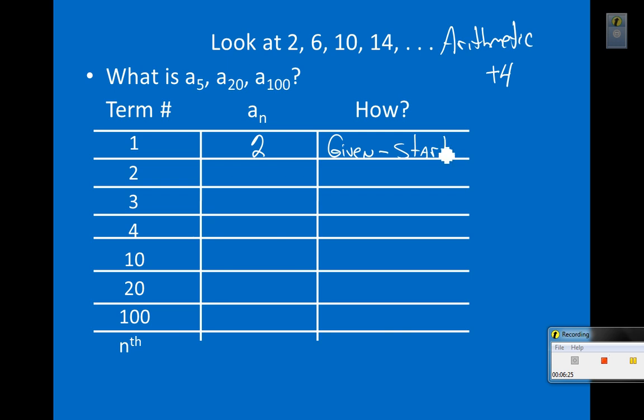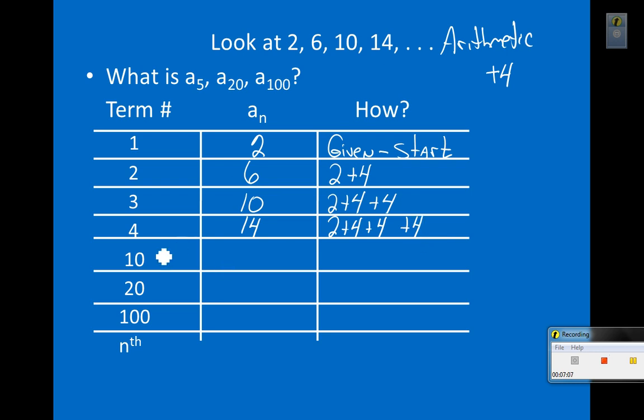Now I'm going to write this a certain way. My second term has a value of 6. Why is that? We took that 2 and we added 4 to it. My third term has a value of 10. Why is that? We took that 6 from above, which I'm going to write down as 2 plus 4, and we added another 4 to it. How about my fourth term? My fourth term is 14. Why is that? I took that 10 from above, which I'm going to write down as 2 plus 4 plus 4, and then add another 4 to it.